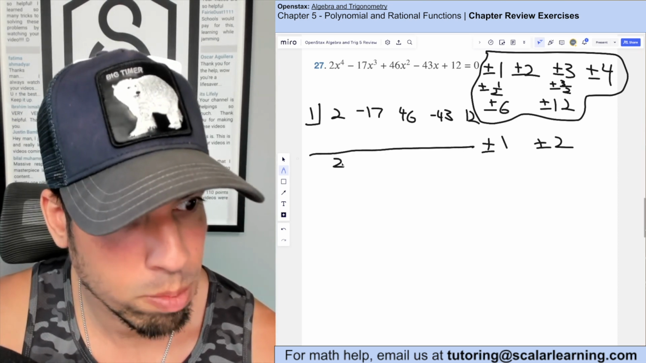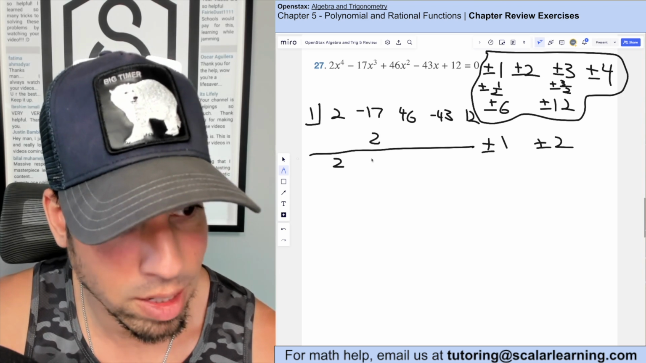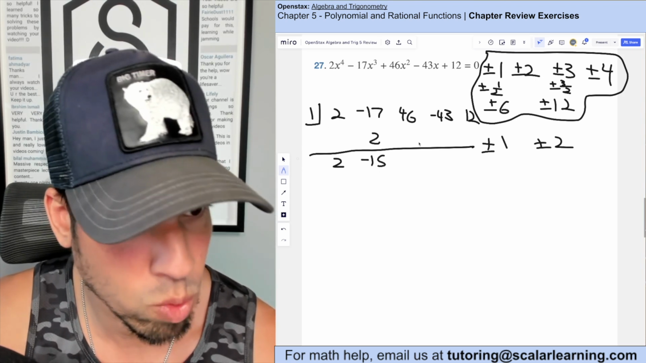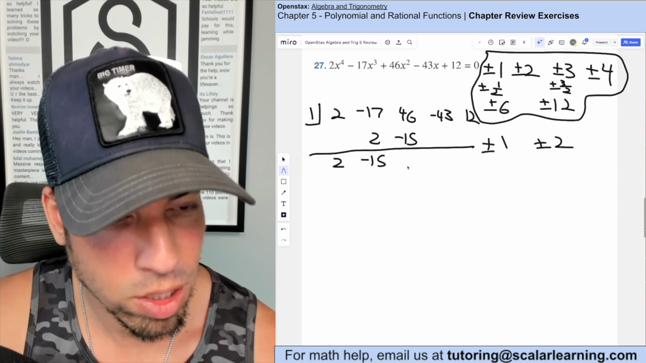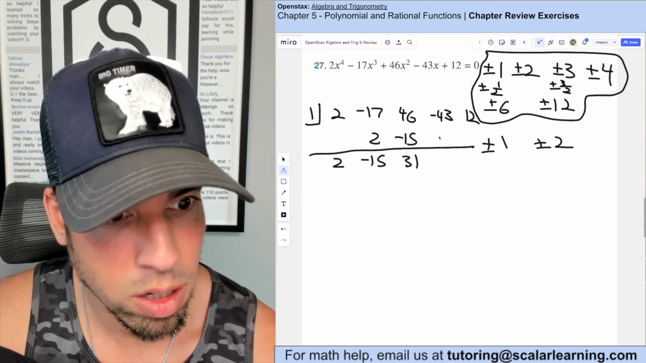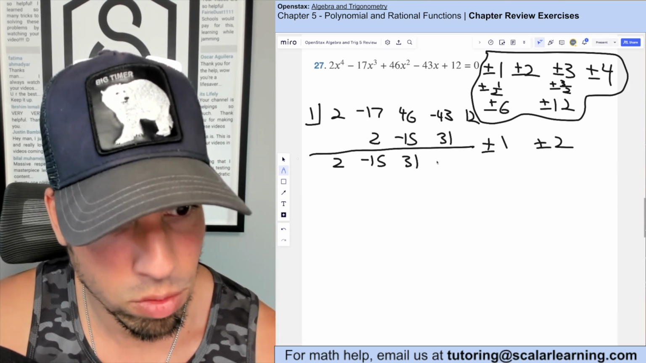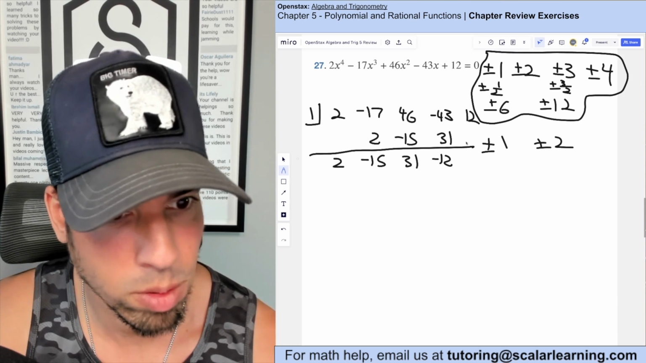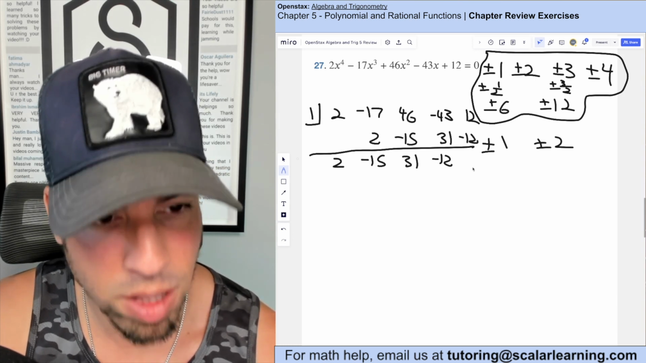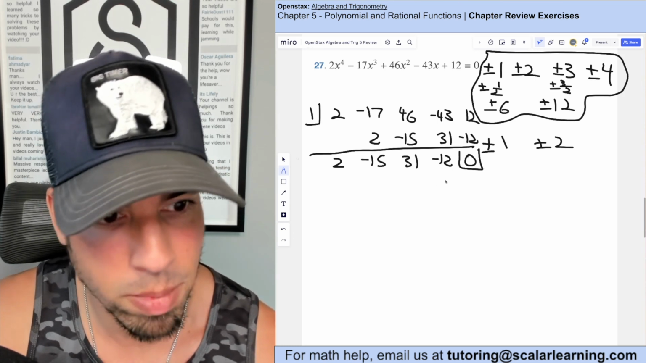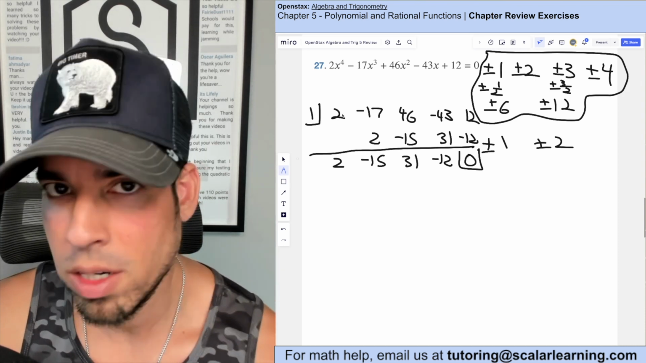We drop the 2. 2 times 1 is 2, plus -17 is -15, times 1. -15 plus 46 is 31, times 1 is 31, plus -43 is -12. -12 times 1 is -12, plus 12 is 0, that nice remainder of 0. So we know that 1 is a solution.